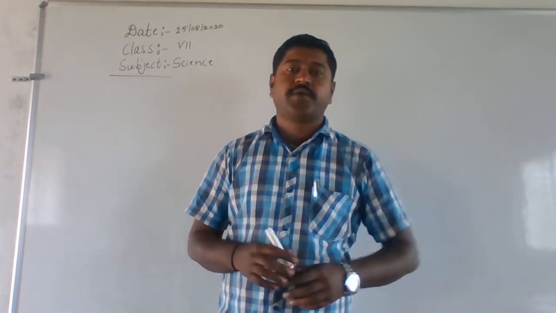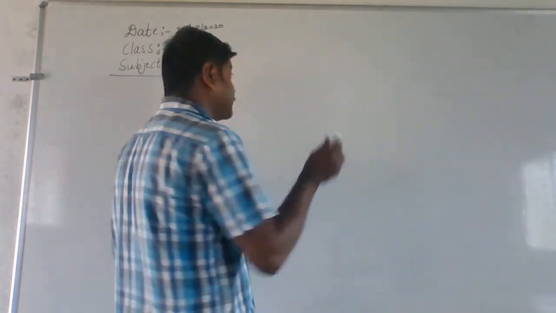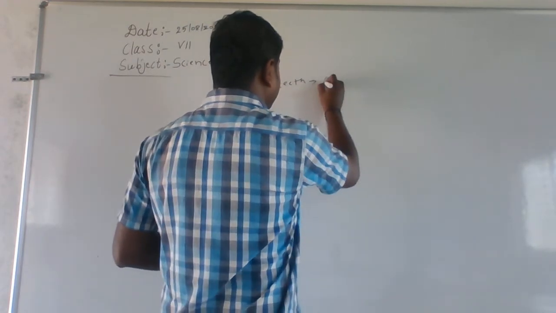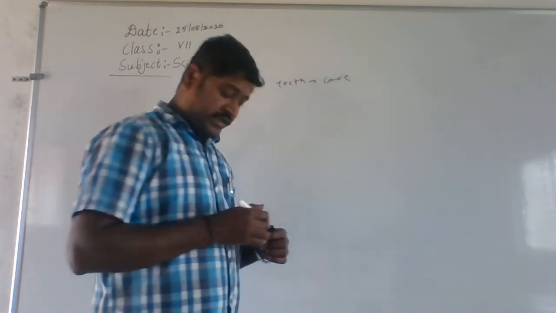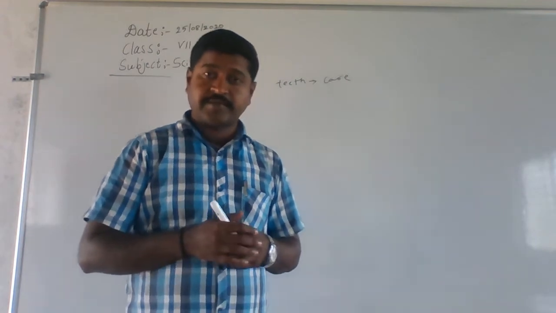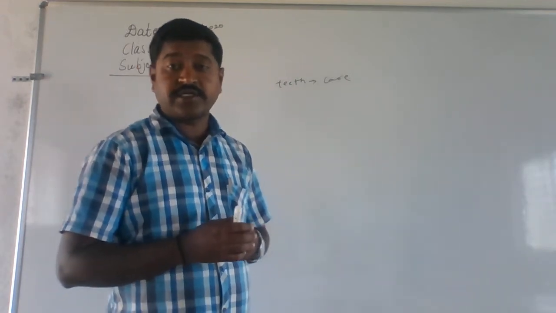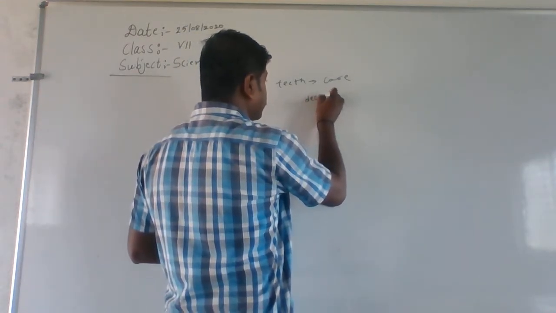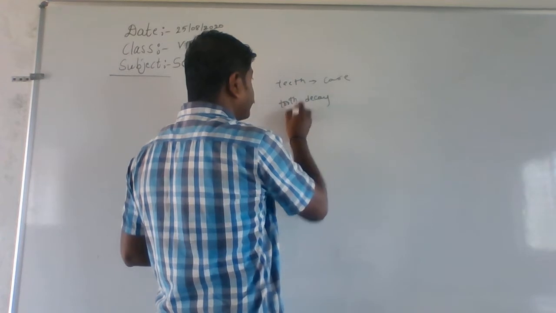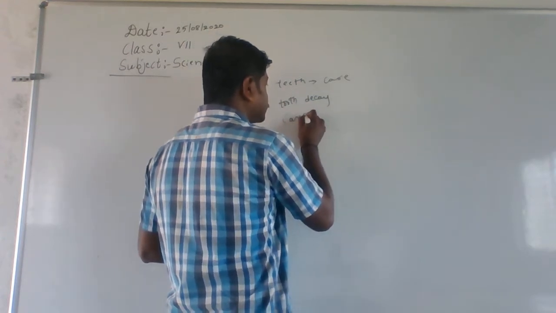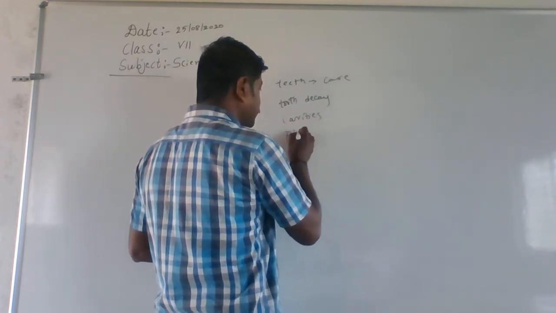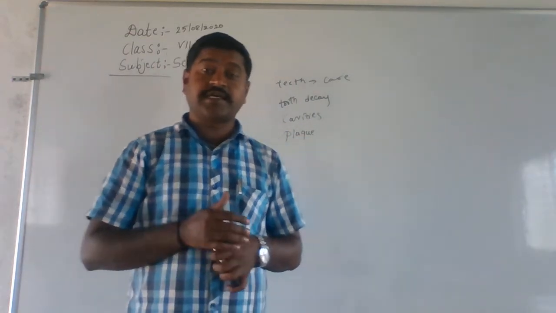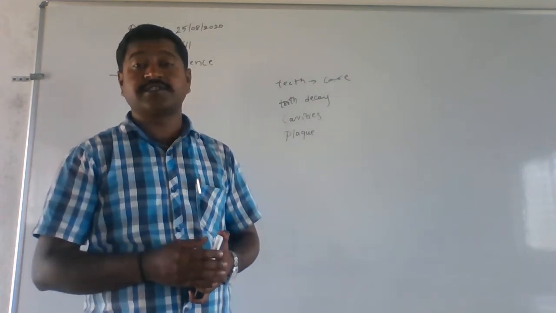Then next, we have to take care of our teeth. Teeth have to be always taken care of. In case you don't take care of your teeth, they are going to get decayed. It is referred to as tooth decay, or there may be cavities on it, or there may be plaque on it. Then what is tooth decay, what are cavities, or what is plaque?